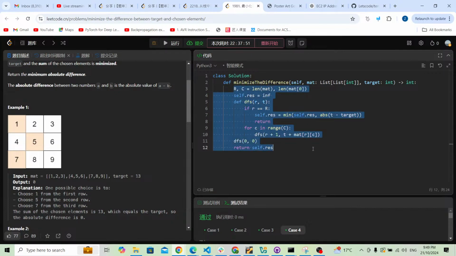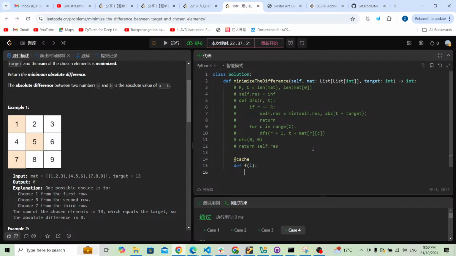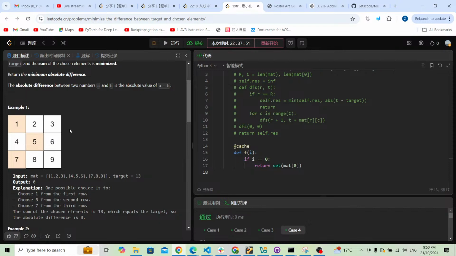Now we will use group knapsack to solve the problem. Normally for the group knapsack, we can also use a set to solve the problem easily. So first of all, we prepare a class and define the DFS. Here I'm going to use f as the DFS. Inside, I start from each row. If the row is equal to 0, this means it is the first row, so I directly return a set. The set is going to be mat 0. For this example, if I only have one row, it's going to be 1, 2, 3.